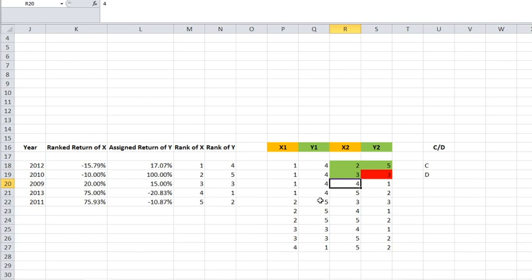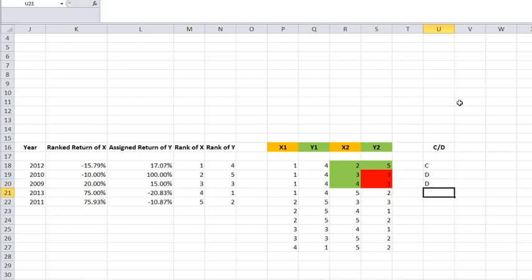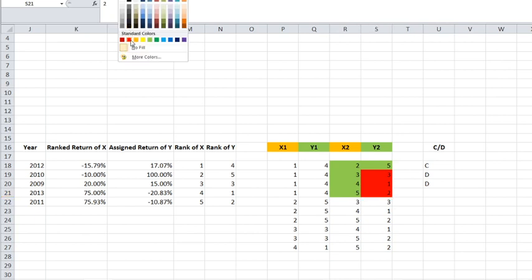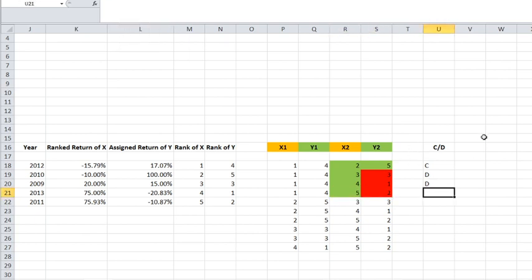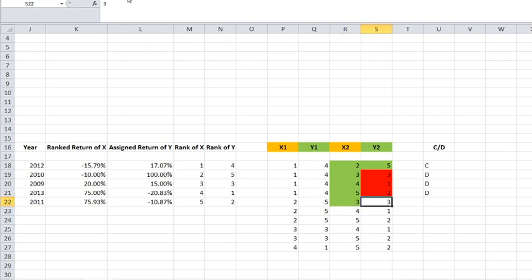x2 is greater than x1, so I'll make it green. y2 is smaller than y1, so I will mark it as red. That's another discordant pair because these two colors are different. Now 5 is greater than 1, that's a green color. 2 is less than 4, that's a red color. The colors are different, so I will mark it as discordant. 3 is greater than 2, that's green. 3 is less than 5, that's red. Again, different colors. That's a discordant pair.